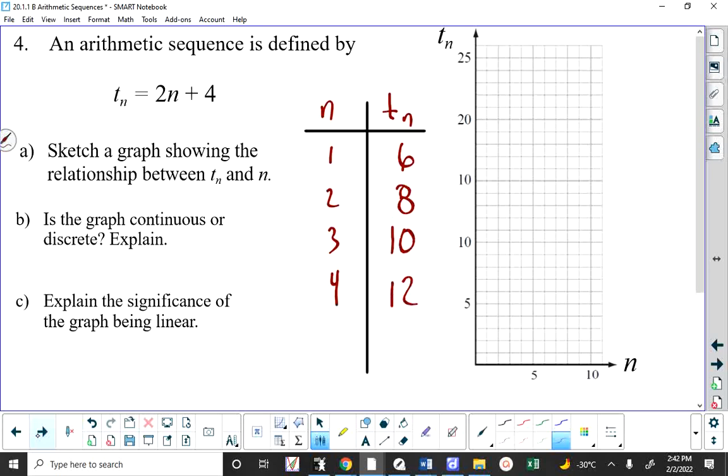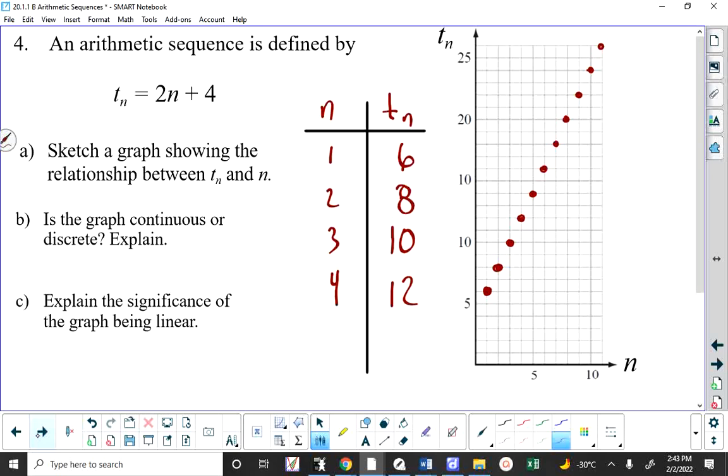This would be 10, this would be 12. And that means that we're going to have a point here. When n is 2, we are at 8. When n is 3, we are at 10. When n is 4, we are at 12. We can keep going. I hope you see, this is going to be one of the most important aspects of what I've got here: these dots, we go from one dot and we move 1 square to the right and 2 squares up, because each time you increase n by 1, you add a common difference, which is 2.